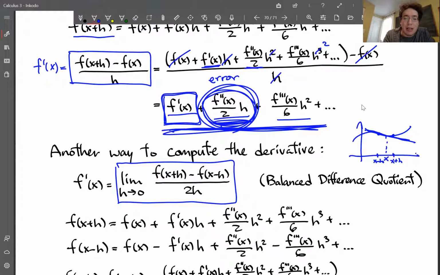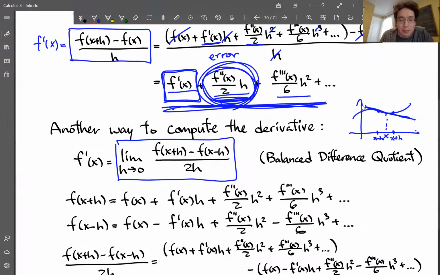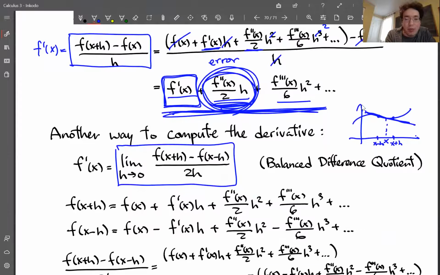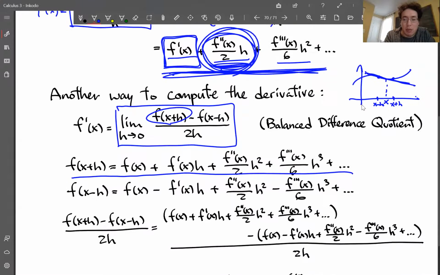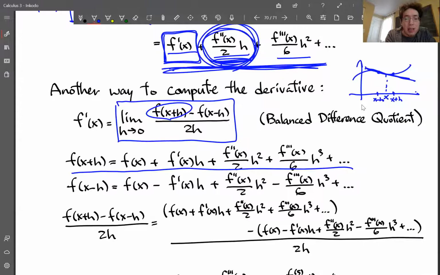But it turns out that the error of this guy is much better. Let's see how Taylor series tells us that. So we have f of x plus h. That's given by this. We already computed this earlier. I'm just copying that again. And we also have f of x minus h here. So let me plug that in there.